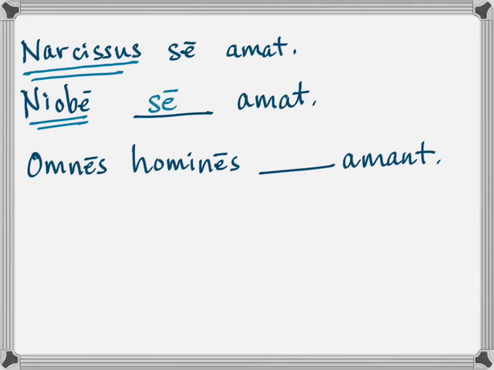Or say plural, omnes homines, masculine or feminine, plural. Well, homines is masculine, so this is masculine plural. Omnes homines se amant, all people love themselves. It's se, if it's in the accusative. And same goes for all the other cases too.